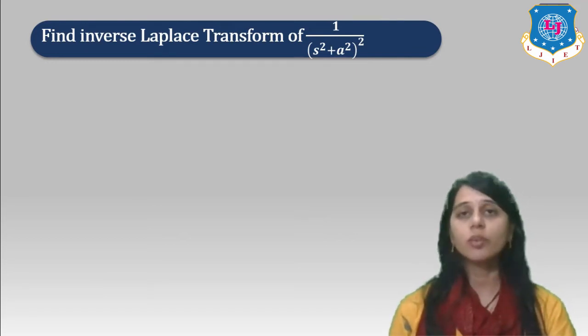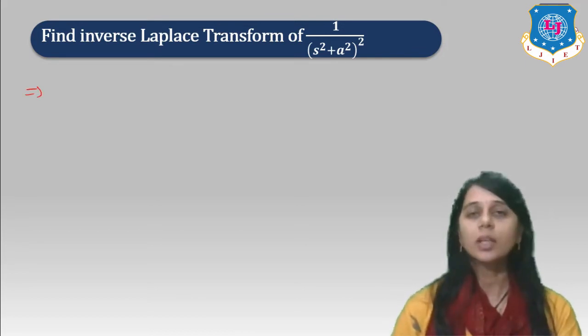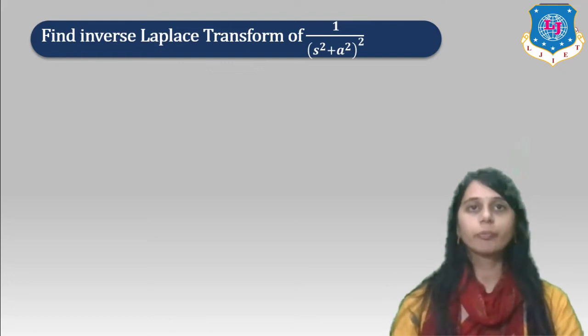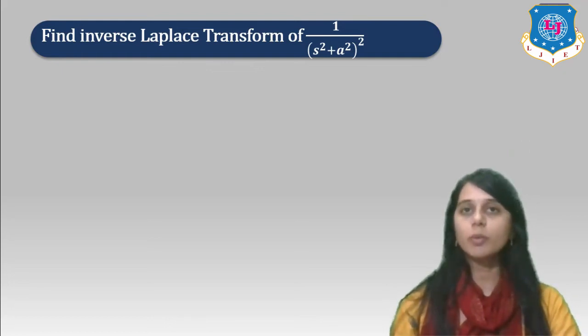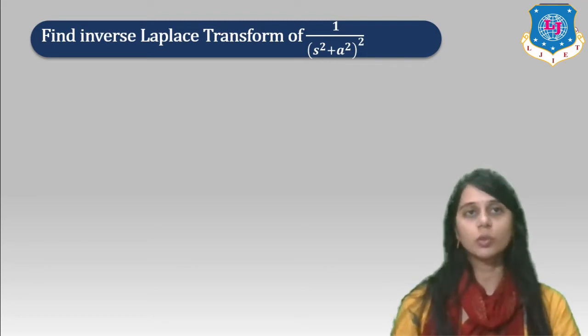Inverse Laplace transform: find 1 upon (s square plus a square) whole square using the convolution theorem. This example can also be solved by partial fractions, but in the exam, paper setters give the instruction to find the inverse Laplace transform of this example using the convolution theorem. So first of all, we are taking two functions.